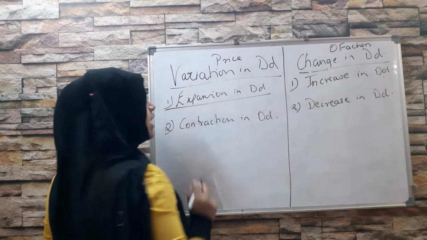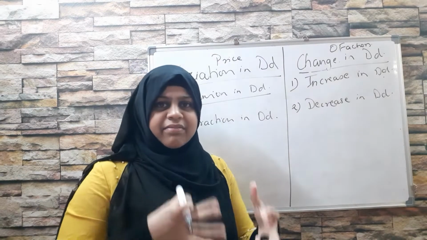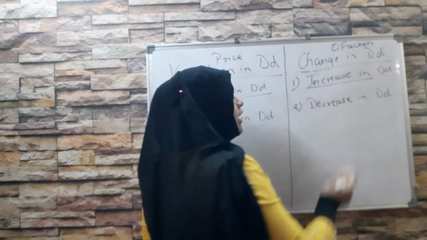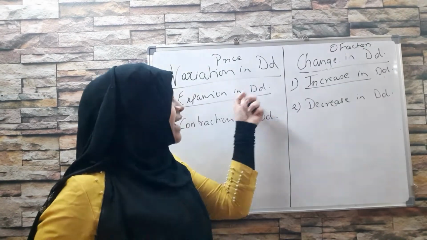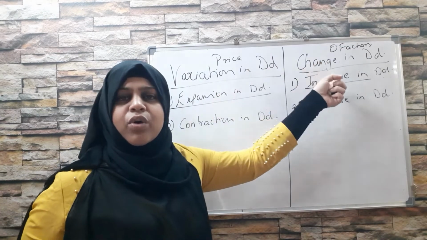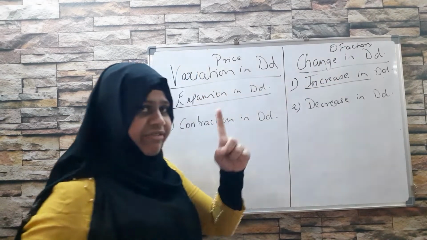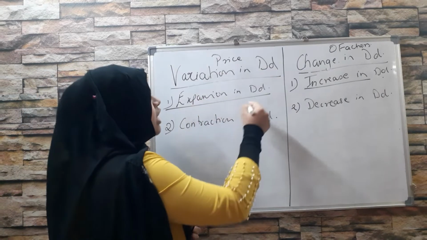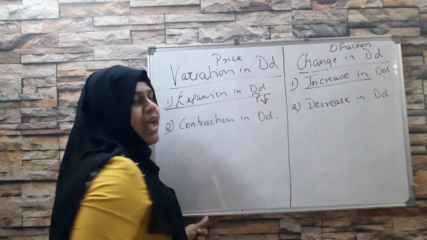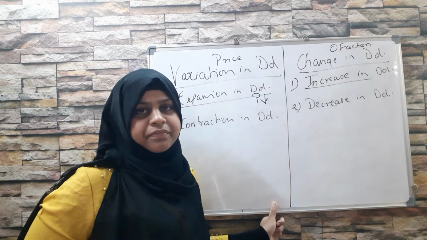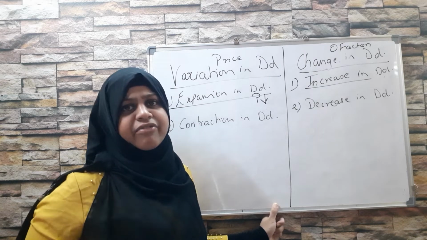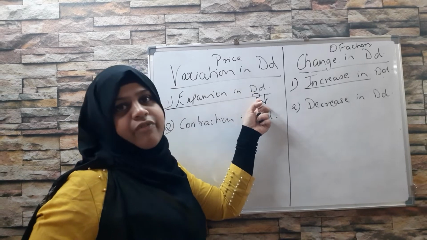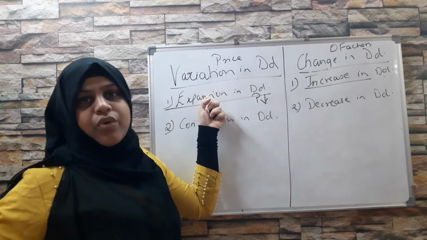The first one, expansion. Expansion means when something is increasing. Here increase means when something is rising. Same words, similar words, same meaning, but the difference is यहाँ पर डिमांड बढ़ रहा है. क्यों बढ़ रहा है? क्योंकि प्राइस घट रहा है. As we have studied in the law of demand given by Alfred Marshall, when will demand increase? When the price is falling, that time the demand is going to increase.